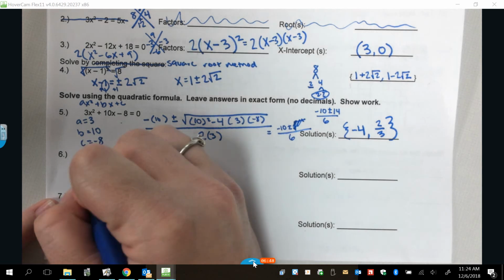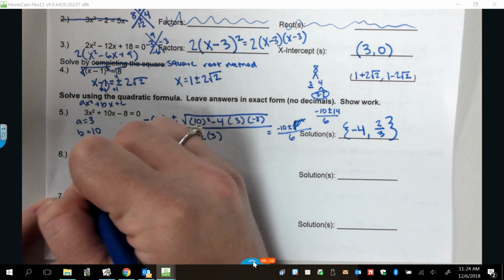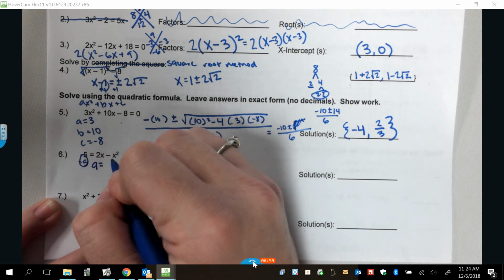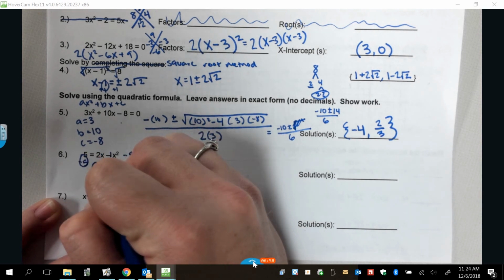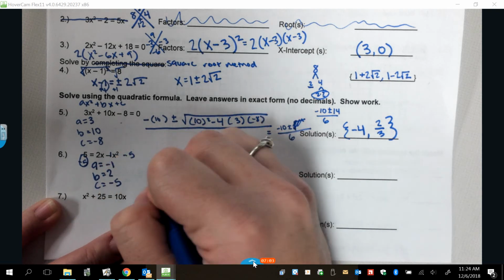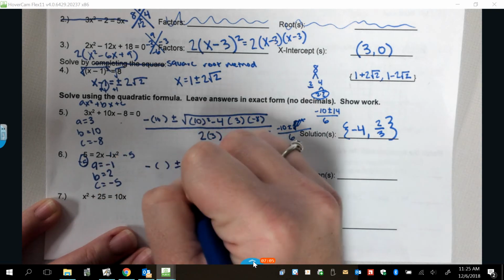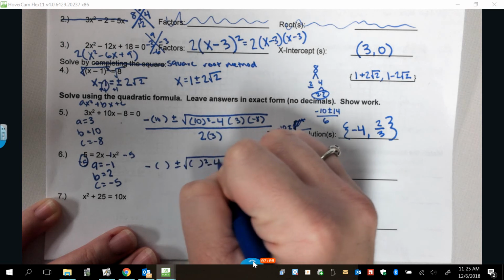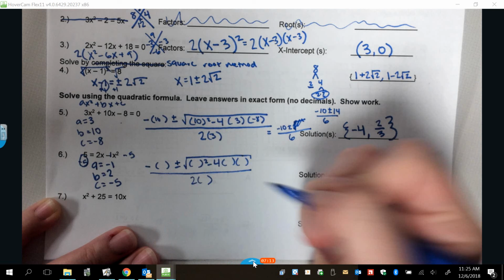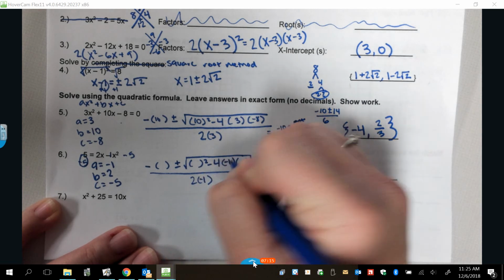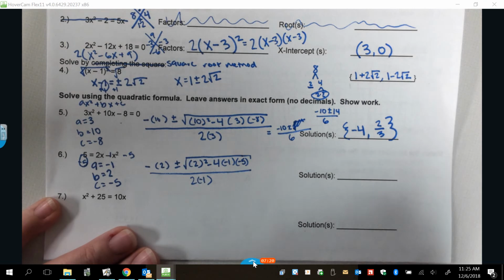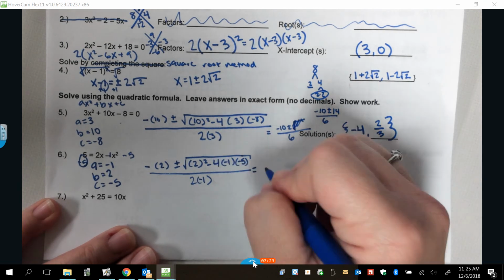Okay, here we need to move the 5. Now I want you to realize this is not in correct order, so pay attention. A goes with x squared, which is negative 1. B goes with x, which is 2, and c is by itself, which is negative 5. So negative b plus or minus square root b squared minus 4 times a times c all over 2a. So negative 1, negative 1, negative 5, 2, and 2. I know I plugged it in a weird order, okay? So this gives me negative 2.